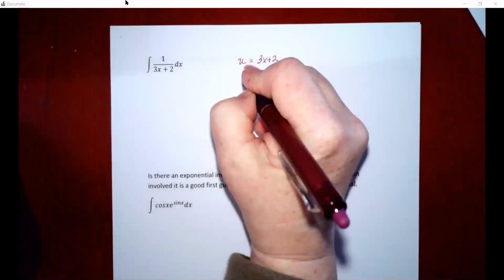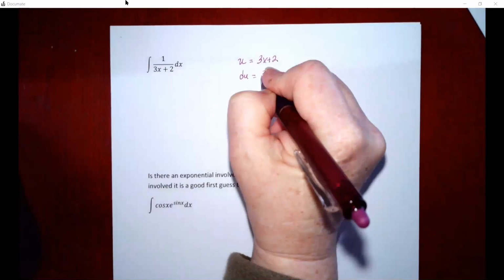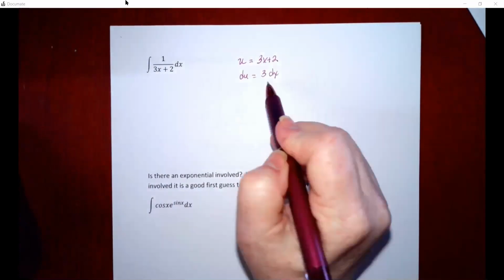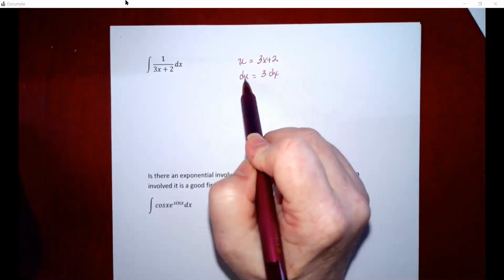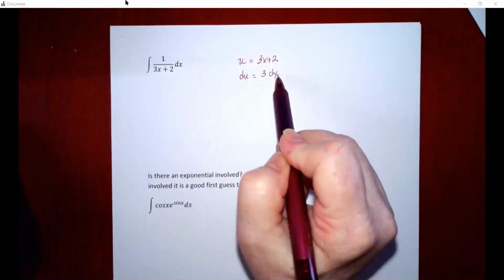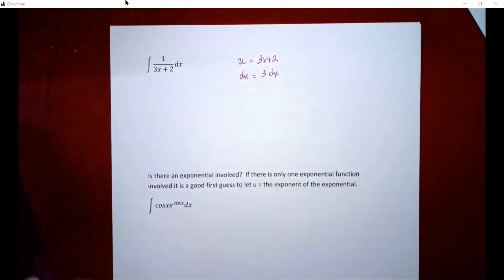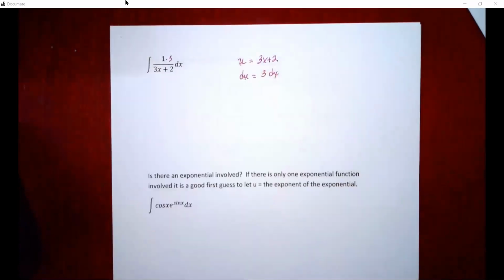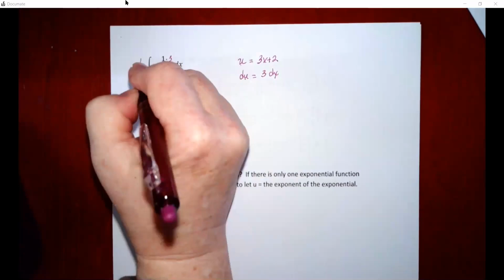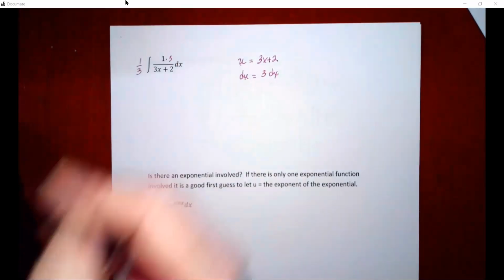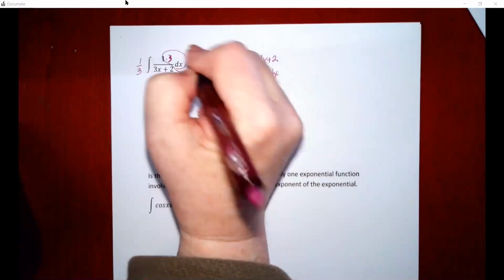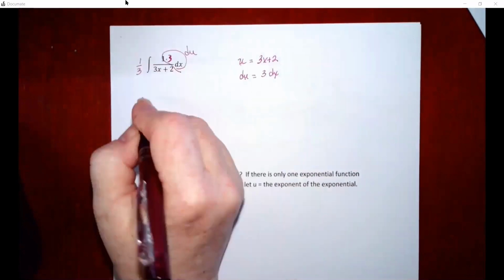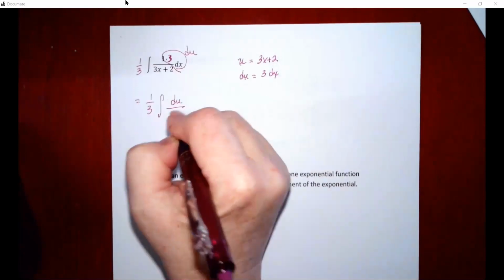And so du would be 3 dx. Now remember, how do we get that? We take the derivative of u with respect to x and then just move the dx over. So particularly in this case, I need a 3 dx for my du. So I'm just going to multiply by 3 and reverse it with a 1/3 out front. And so that 3 dx on the inside is my du. And I will have 1/3 the integral of du over u.